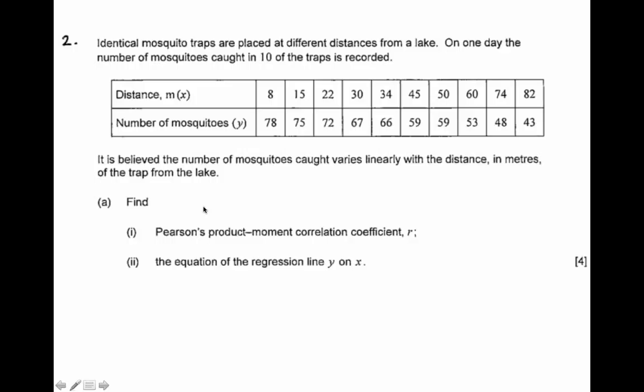Okay, in question 2 we are shown some information about mosquitoes and mosquito traps placed different distances from a lake, and we're asked to find Pearson's product moment correlation coefficient, which they very helpfully reminded us is given by the letter R, and then we're asked to find the equation of the regression line y on x. So this is going to be a calculator question, okay?